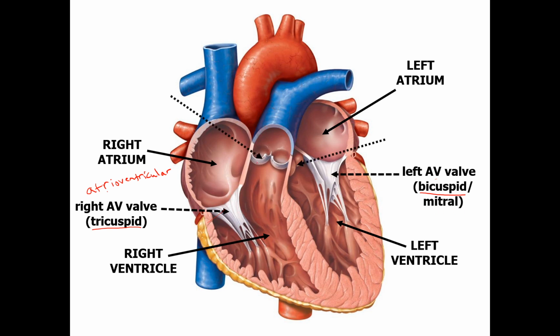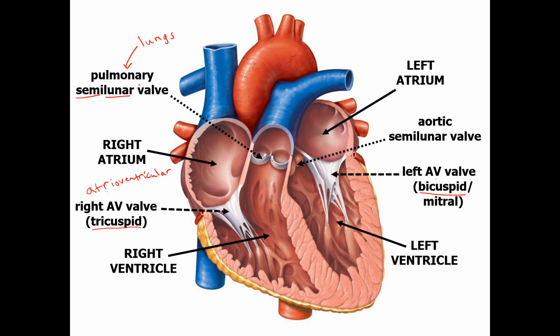The other flaps are more rounded, kind of like crescent moons, here and here. So they are called the semi, meaning partial, lunar, moon valves. So you have pulmonary semilunar. Pulmonary refers to the lungs. That means that blood passing through the pulmonary semilunar valve is destined to go to the lungs. And over here, aortic semilunar valve, that is going through the aorta. Aorta is the biggest artery in the body, whereas here we have our pulmonary arteries going towards the lungs.